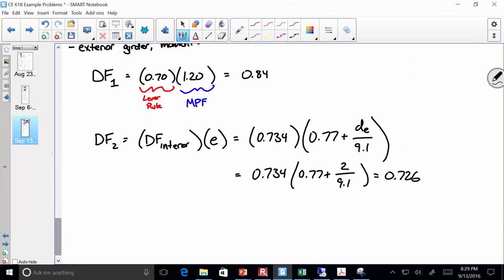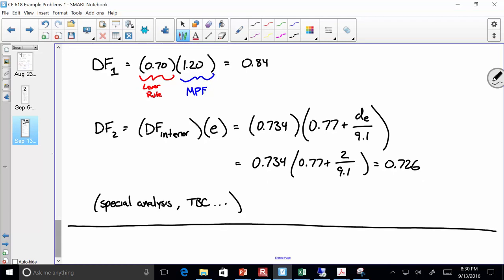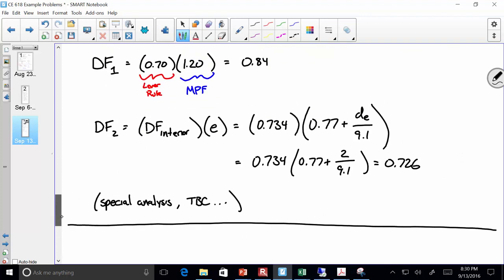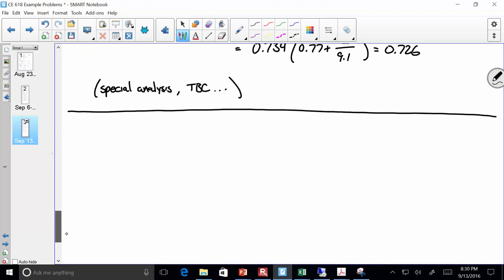Exterior. Now, we're actually forgetting a couple more distribution factors. We've got exterior girder one-lane loaded scenarios, exterior girder multiple-lane loaded scenarios, and then special analysis, to be continued. We'll come back and do special analysis. All right, sound good? Okay, so far so good.